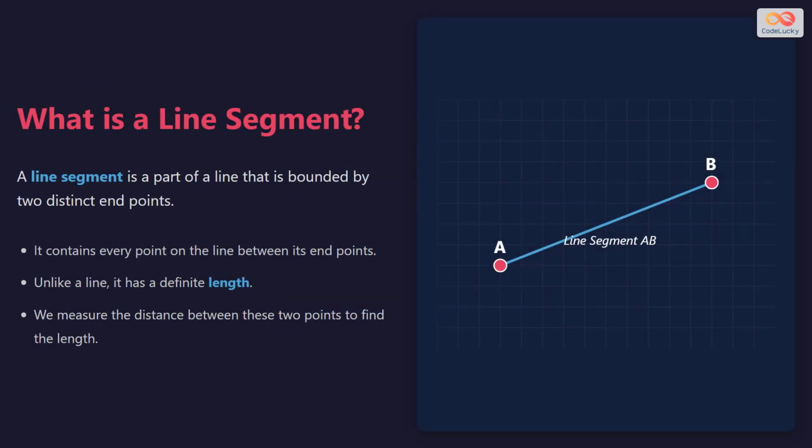First, let's define what we are measuring. A line segment is a specific part of a line bounded by 2 distinct endpoints, labeled here as A and B. Unlike an infinite line, a segment has a definite start and end, which means it has a specific length that we can measure.